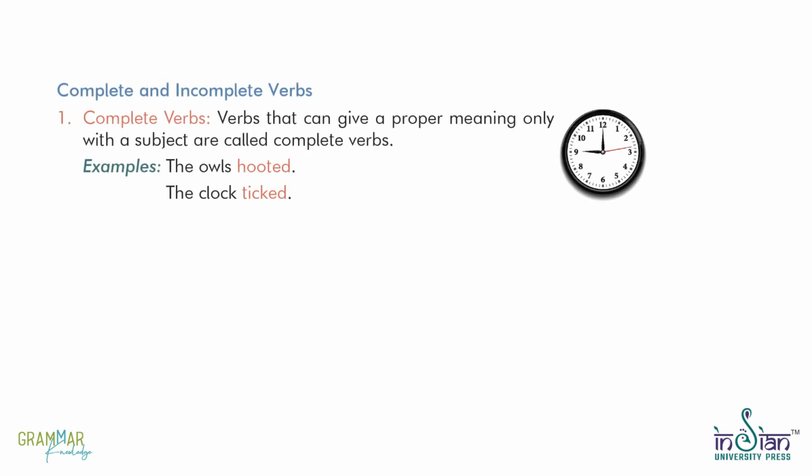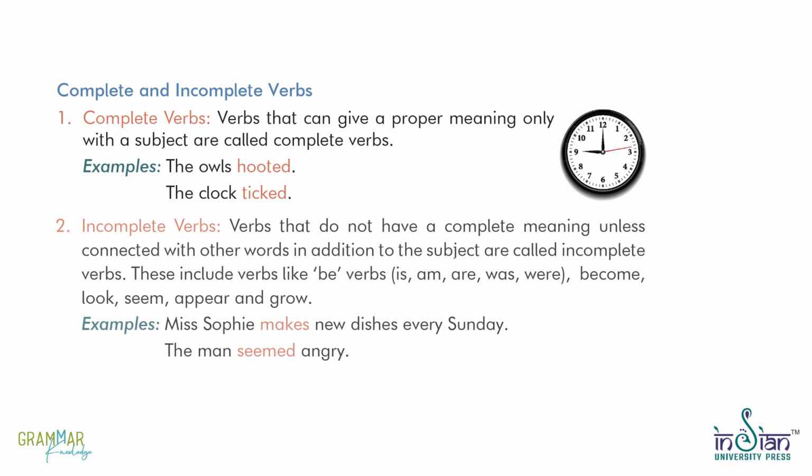Complete and incomplete verbs. 1. Complete verbs. Verbs that can give a proper meaning only with a subject are called complete verbs. Examples. The owls hooted. The clock ticked. 2. Incomplete verbs. Verbs that do not have a complete meaning unless connected with other words in addition to the subject are called incomplete verbs. These include verbs like be, is, am, are, was, were, become, look, seem, appear and grow. Examples. Miss Sophie makes new dishes every Sunday. The man seemed angry.